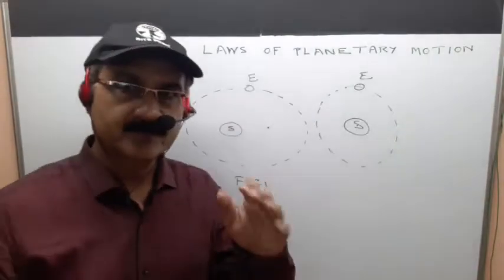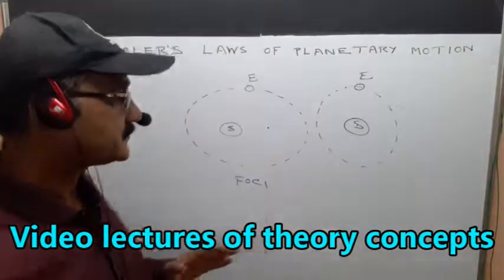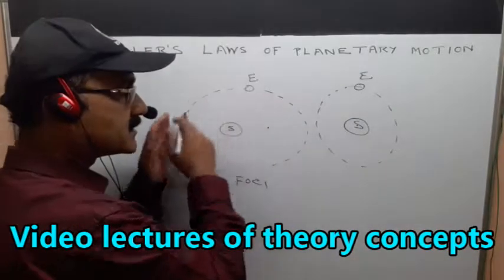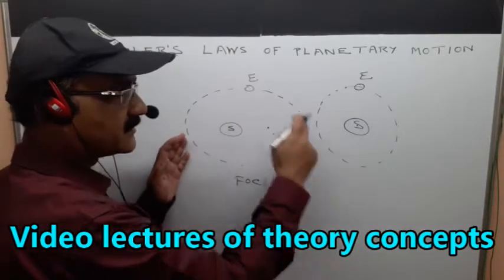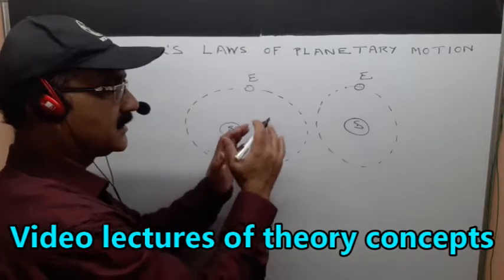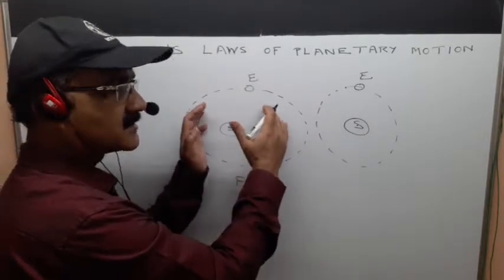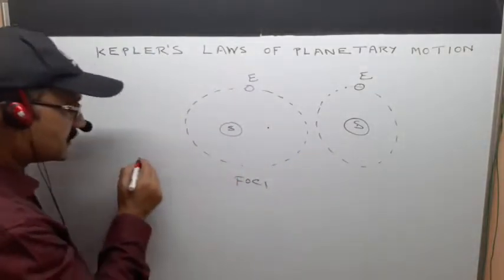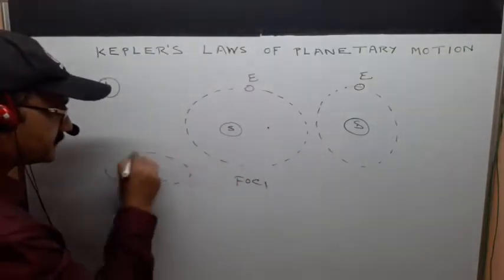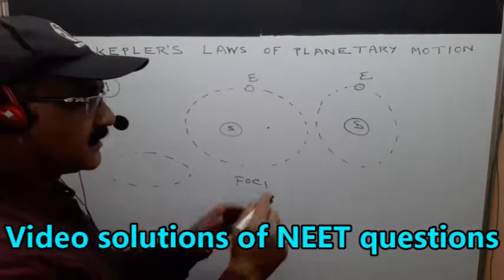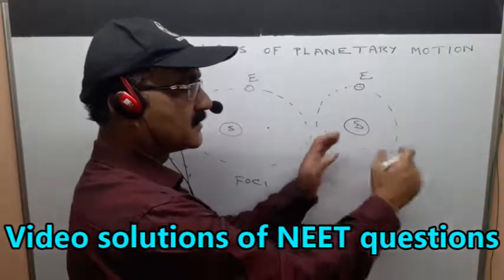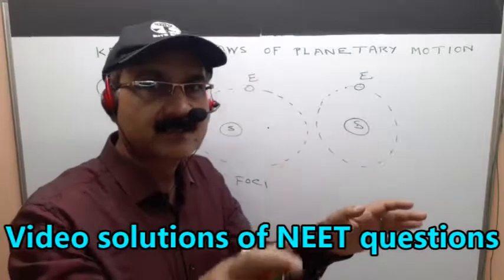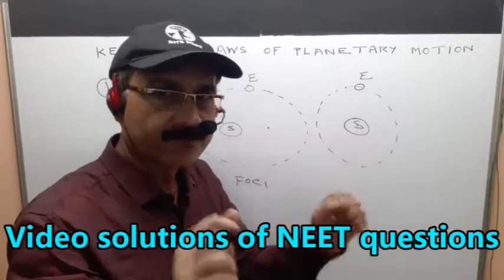Now, what you have to remember here is that though we say this is an ellipse and I have drawn it like this, actually this ellipse is slightly elliptical, not much elliptical. That is, it is not like say this. Okay, it differs from the circular path only slightly.